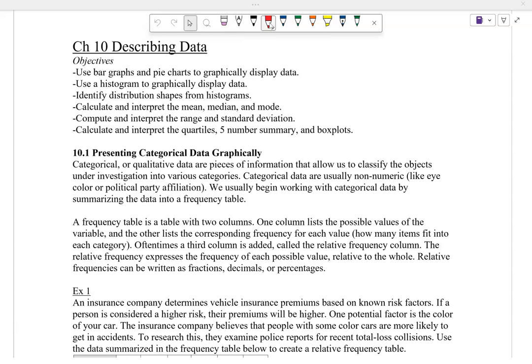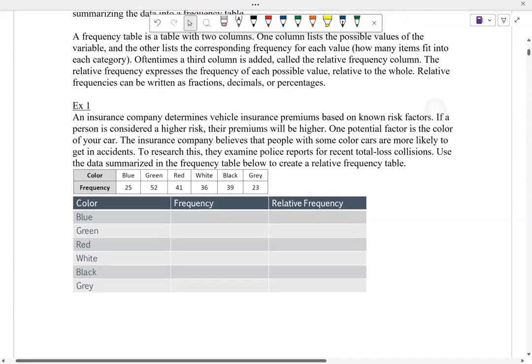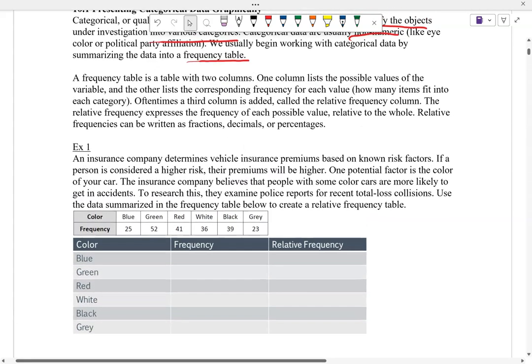And just to start out, categorical or qualitative data just allow us to classify the objects into various categories, right? Categorical is usually non-numeric, like eye color or political party affiliation. But we can begin working with categorical data by summarizing it in a frequency table. So with a frequency table, what's that? Well, that's shown down here below. You have two columns. One column lists the values of the variable, the other one the corresponding frequency, or how many items are in the category. Sometimes you have a third column, which we'll talk about.